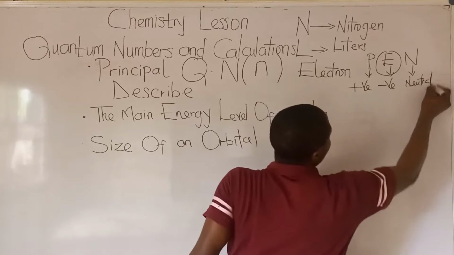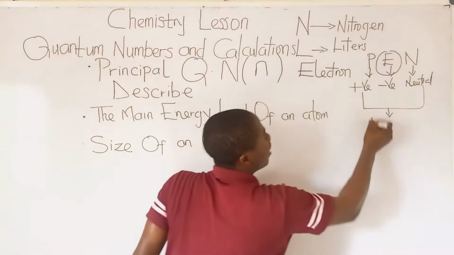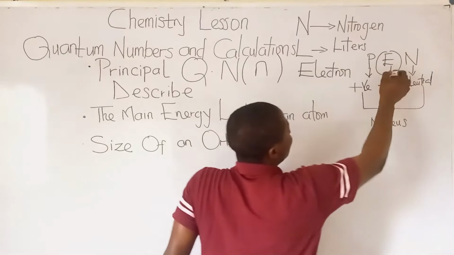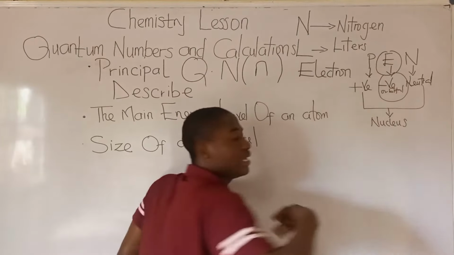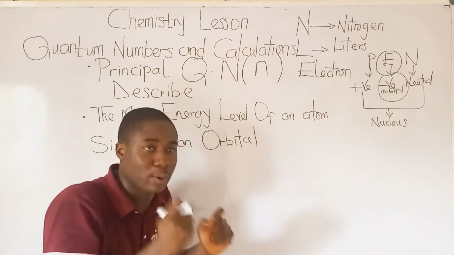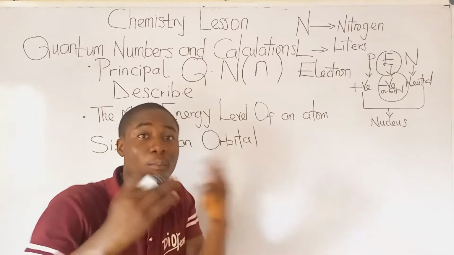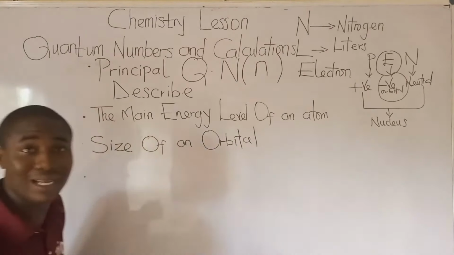Protons and neutrons are both found in the nucleus of an atom, whereas the electron is specifically found in the orbital. That's why the orbital is a region in space where there is a high possibility of finding an electron. Now, moving further to what the principal quantum number describes.